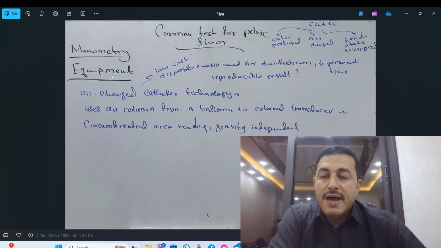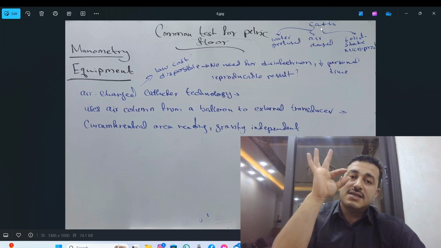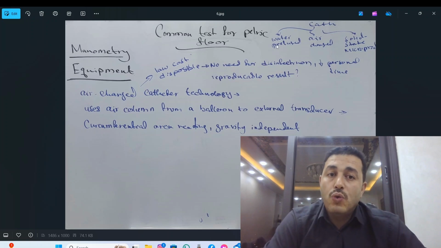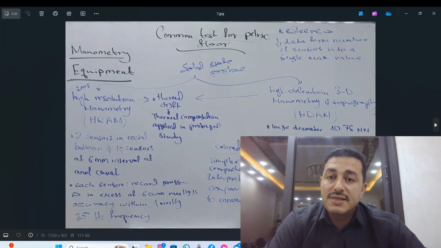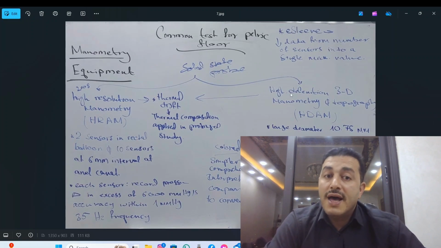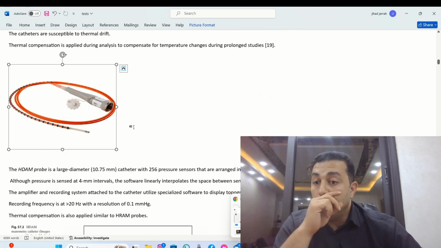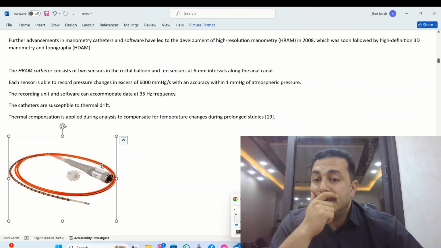This makes the water perfused better when we compare it to air charged. Here, the catheter or the sensing probe is classified into water perfused, air charged, and solid state. Solid state are of two types: the high resolution manometry and the high definition manometry. As you see in this picture, this is the high resolution manometry.